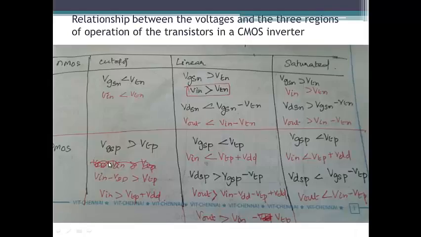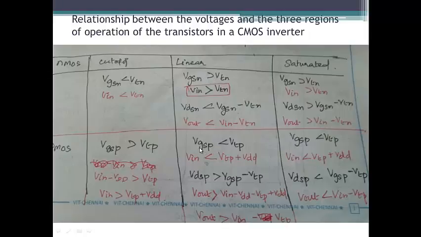Now when you come to the PMOS transistor, the voltage relationships are a little different, so we have some expressions there. VGSP must be greater than VTP. This is the condition for cutoff. VGSP is nothing but Vin minus VDD. So Vin minus VDD must be greater than VTP, and Vin is the variable here, so Vin must be greater than VTP plus VDD. This is the condition for cutoff of the PMOS transistor in the CMOS inverter circuit.